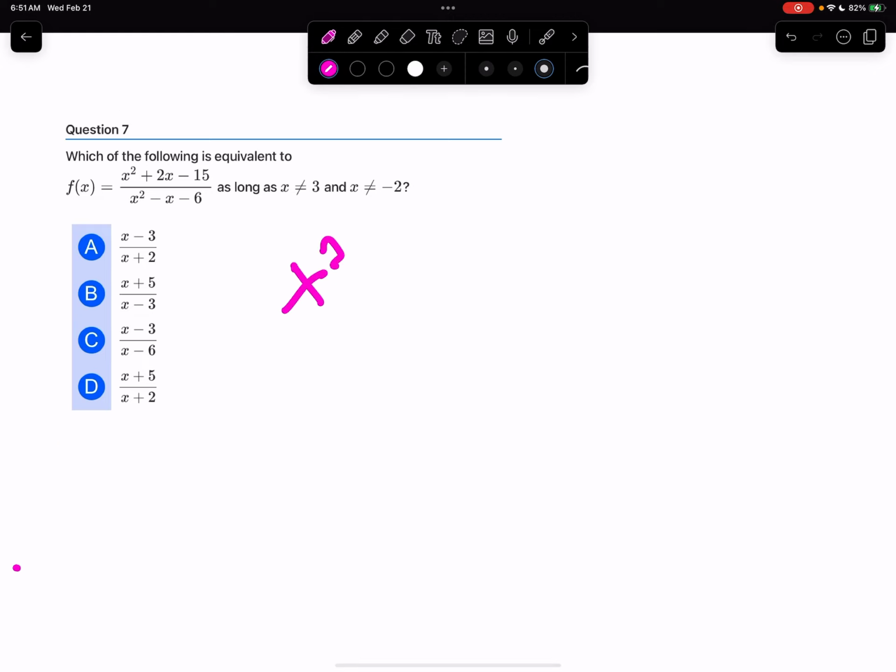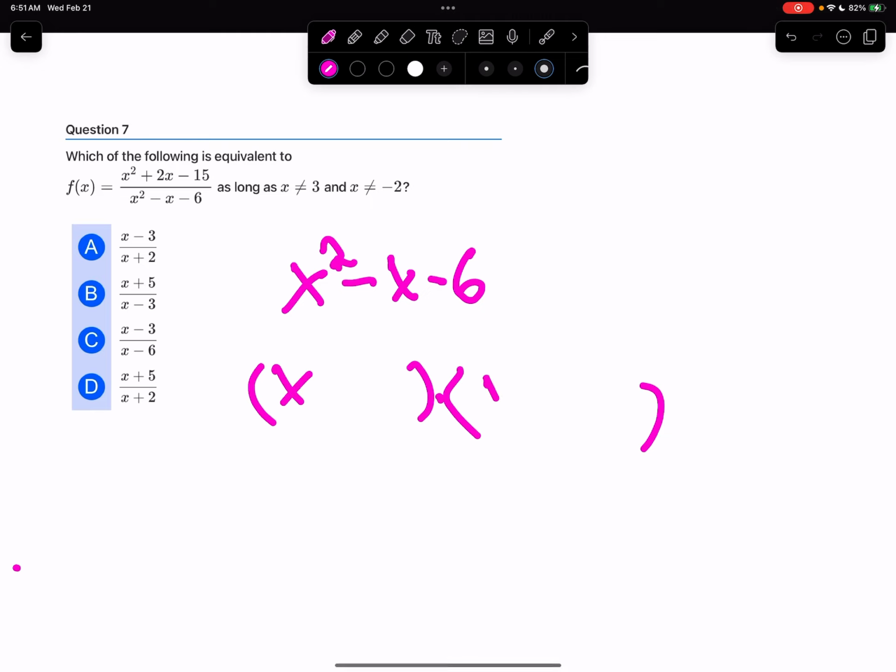Take the x squared minus x minus 6, and realize that it's the answer. We're going to work backwards here. It's the answer to two things multiplied together. That's why I get two sets of parentheses. So you've got the opposite of this FOIL thing that I showed you before.